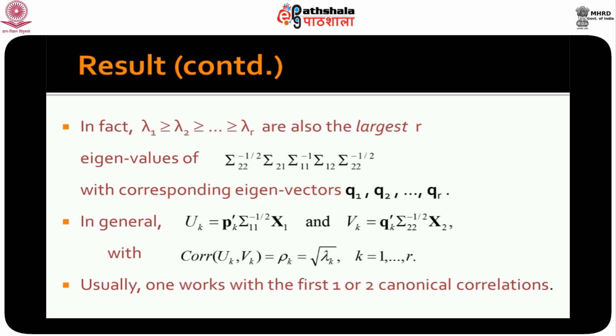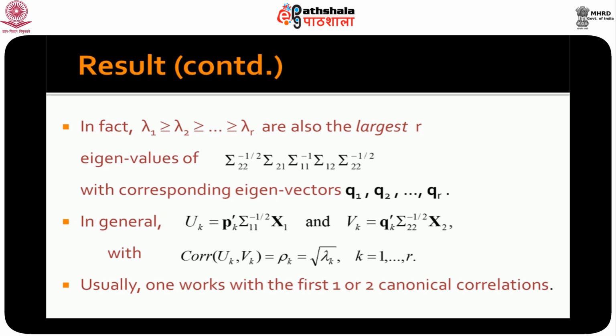To do that, what we observe is that, interestingly, this λ1, λ2, ..., λr in that order comes out to be also the r largest eigenvalues of the matrix Σ22^(-1/2) Σ21 Σ11^(-1) Σ12 Σ22^(-1/2). This matrix, however, is of dimension s, and s is greater than r. So, s has more eigenvalues than r. It has s eigenvalues, but the largest r of these eigenvalues would be the λ1, λ2, ..., λr we have obtained already. That can be mathematically shown.